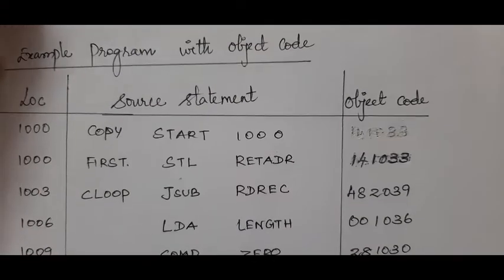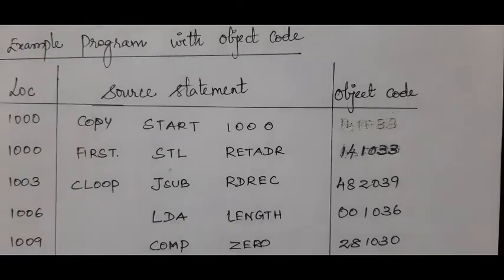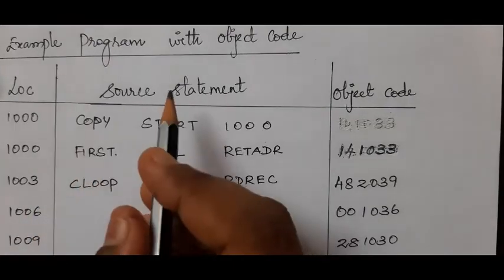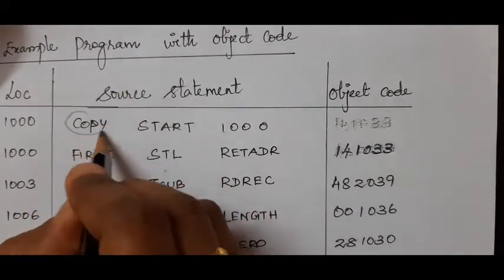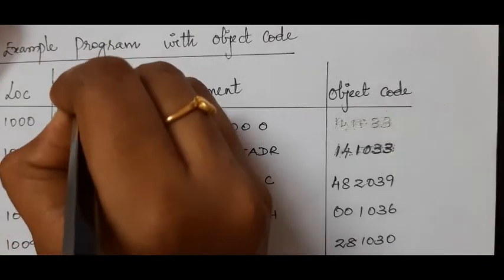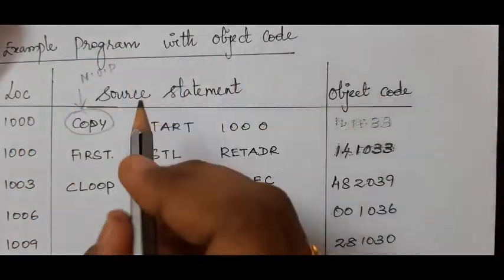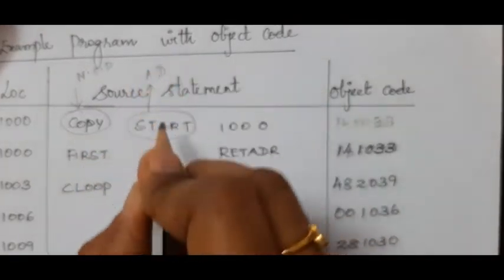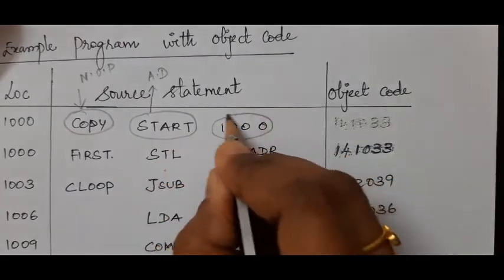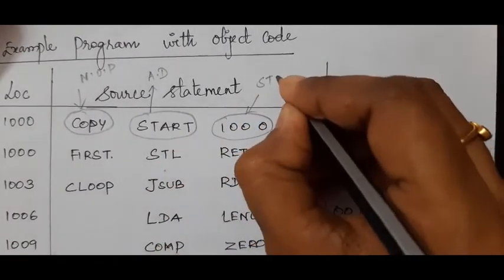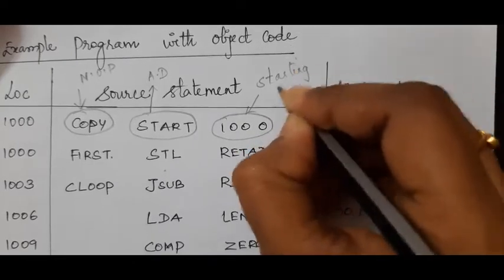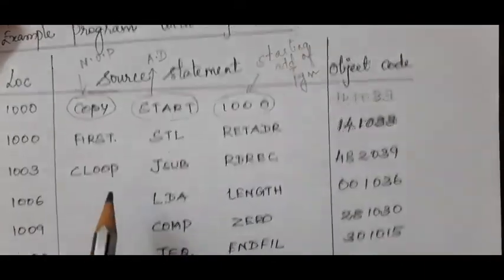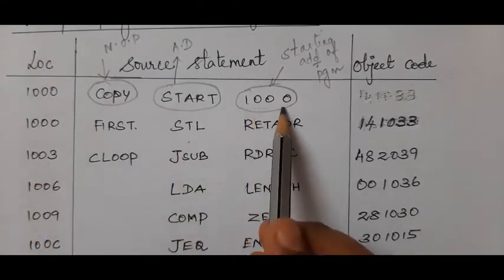Okay, so this is an object program. We'll see what COPY, START, FIRST, everything is. I already told you COPY is nothing but the name of the program, so we write the name of the program here. START is an assembly directive that specifies the starting of the program, and 1000 is the starting address of the program.